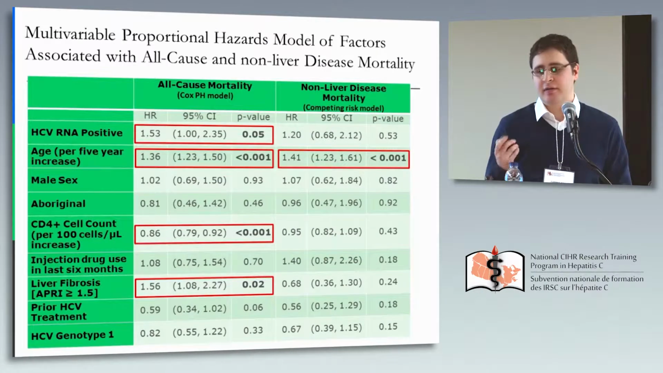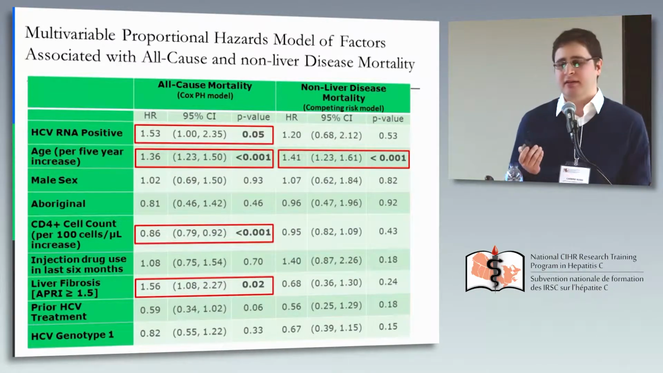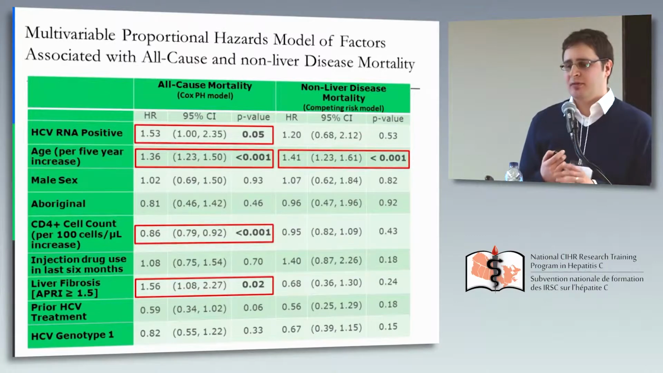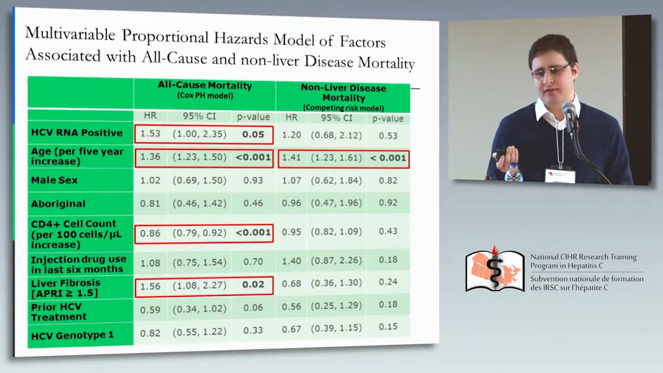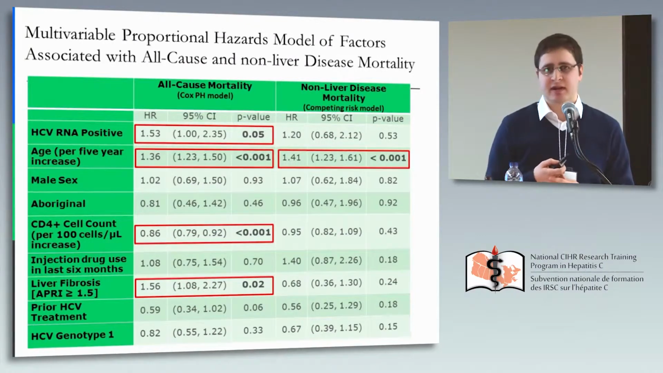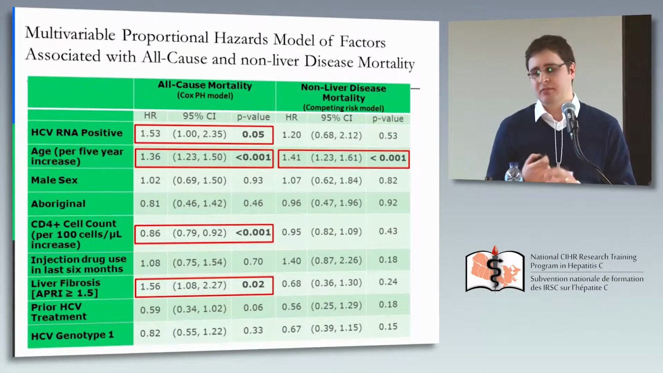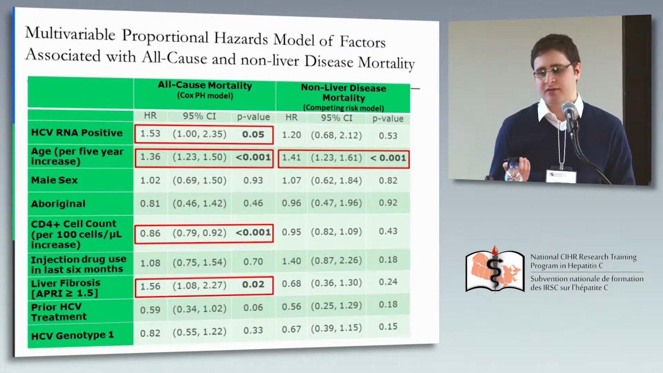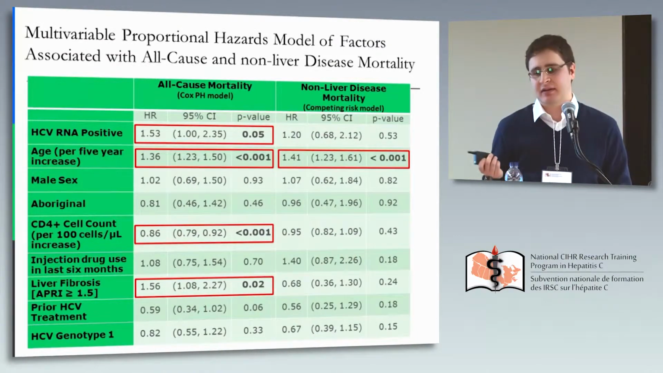However, for non-liver disease related mortality, the results were a little bit different. There was no significant association between HCV RNA status and mortality, though there was a 20% increase, but it was not statistically significant. Only age was predictive of mortality. We don't see CD4 count protecting against mortality, or liver fibrosis either.